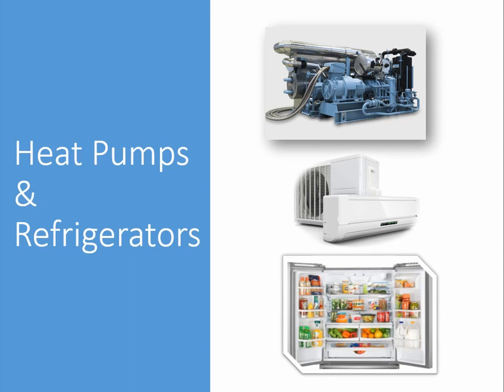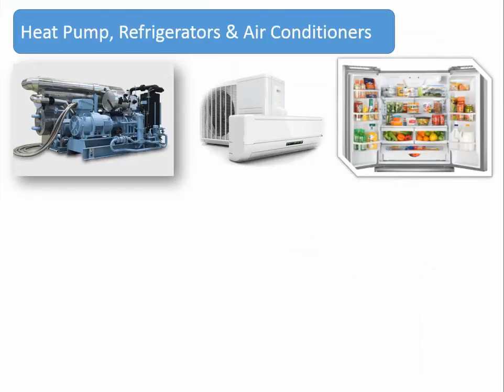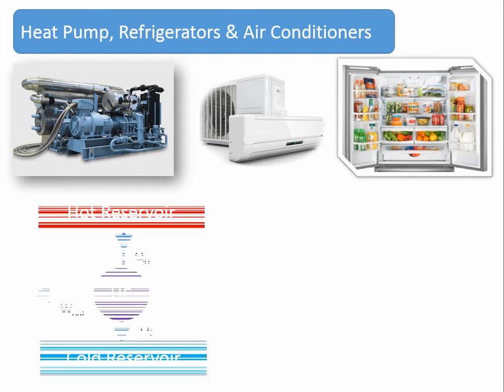Actually, refrigerators and air conditioners are put into one category called refrigerator, because an air conditioner is a type of refrigerator, but a heat pump is different. Therefore, we study heat pumps and refrigerators separately. You can see heat pumps, refrigerators and air conditioners are reversed heat engines.